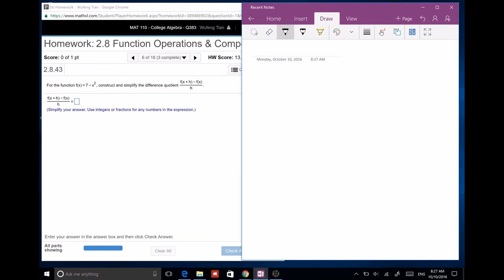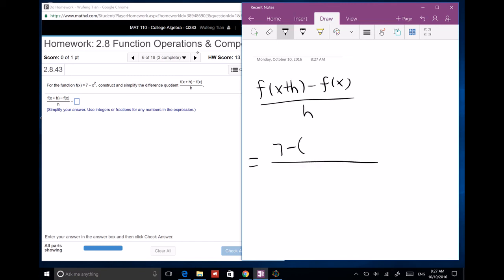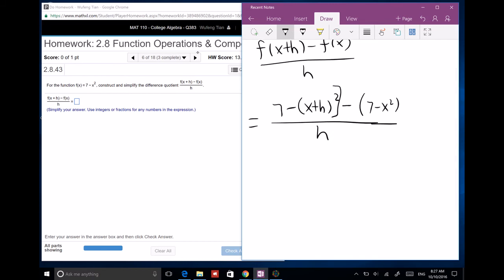Number 6, f(x+h) minus f(x) over h. Plug it in. First is 7 minus x, and instead of x it's 7 minus (x plus h) squared, minus 7 minus x squared, over h. Right? This is f(x+h), and this is f(x).